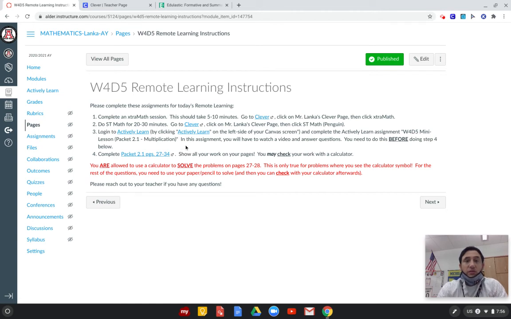It's going to walk you through some examples, some directions. And as I'm going through those, I think it's 9 examples, you need to make sure that you're following along and that you're also doing those examples in your packet. It's going to answer a lot of questions, but if you do still have questions, make sure that you reach out and you ask me. So after you watch that video, then you're going to work on these workbook pages here.